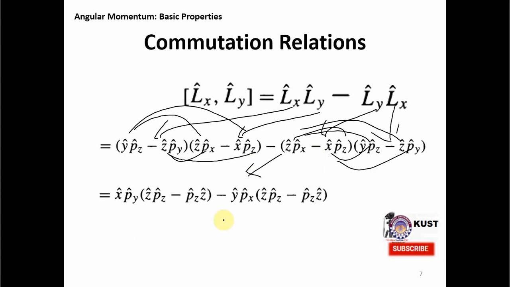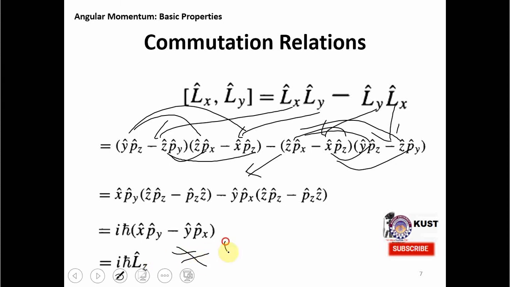And again there will be one rearrangement, and this rearrangement will take us here, that is i h bar times xpy minus ypx, and this you can readily identify as the z component of the angular momentum, as we have defined on the previous slide. So what we have seen is that this is not equal to 0, which means that Lx and Ly do not commute. They cannot be specified with 100% accuracy simultaneously, because their commutator is not equal to 0. It is actually equal to i h bar Lz, and that is another operator.